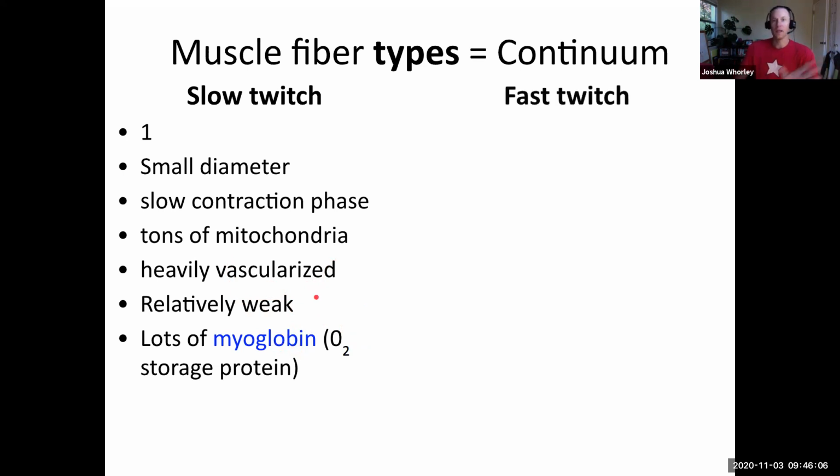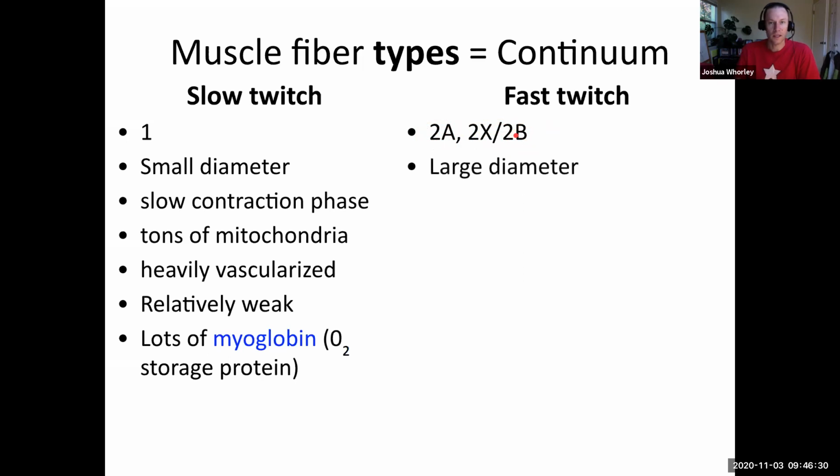Okay, the other end is fast twitch fibers. And there are two varieties. There's type 2A and type 2X. It's also called type 2B. You'll see it expressed differently, but these are the same, 2X, 2B, and then 2A. So these are fast twitch fibers. This is slower than this type, right? So this is the fastest type of fiber.